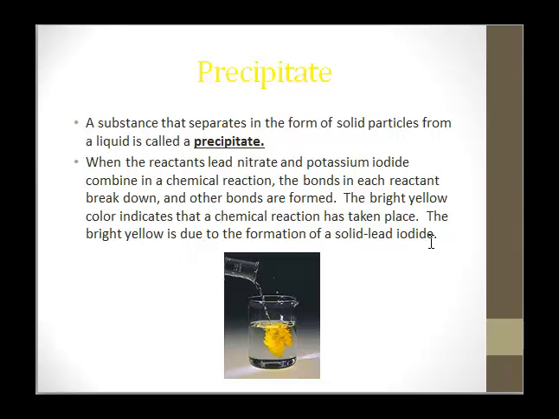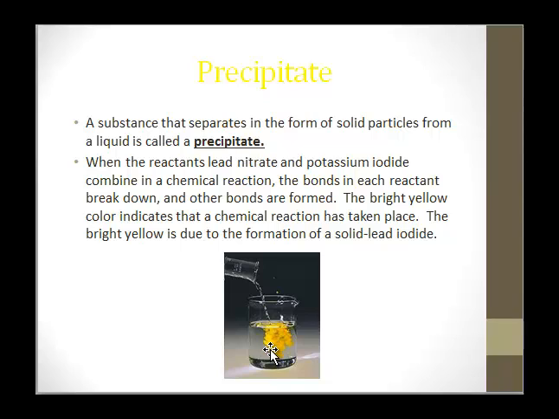Precipitate. A substance that separates in the form of solid particles from a liquid is called a precipitate. So this is another chemical reaction. We're going to talk about this specific reaction, but I want you to know that any chemical reaction where a precipitate is formed is considered a chemical reaction. So when talking about this one specifically, the lead nitrate and potassium iodide combine in a chemical reaction. So the bonds in each reactant break down and new bonds are formed.